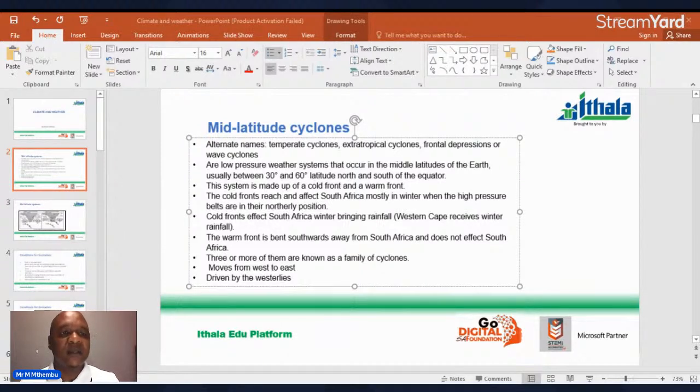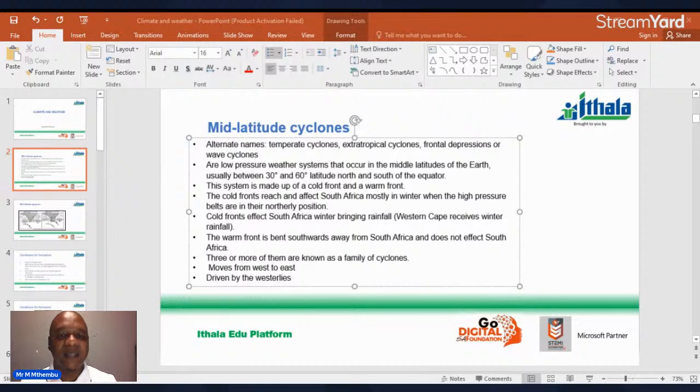So the mid-latitude cyclone, grade 12, has other names it is called, like temperate cyclones, extratropical cyclones, frontal depression, or wave cyclones. So these are low pressure weather systems that occur in the middle latitude of the Earth, usually between 30 degrees and 60 degrees latitude, both north and south. So basically, you must know that it occurs between 30 degrees and 60 degrees. And then also this is a system made up of a cold front as well as a warm front.